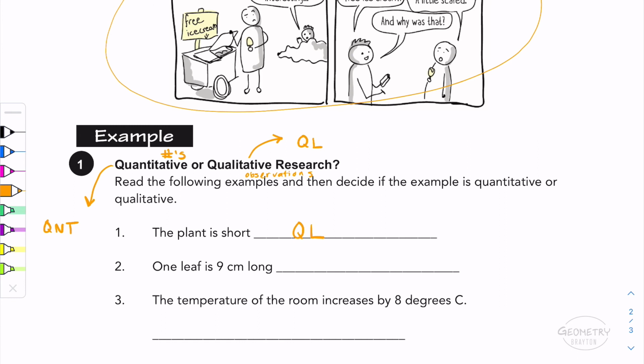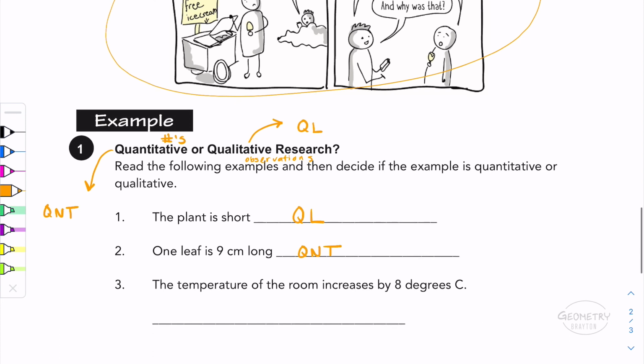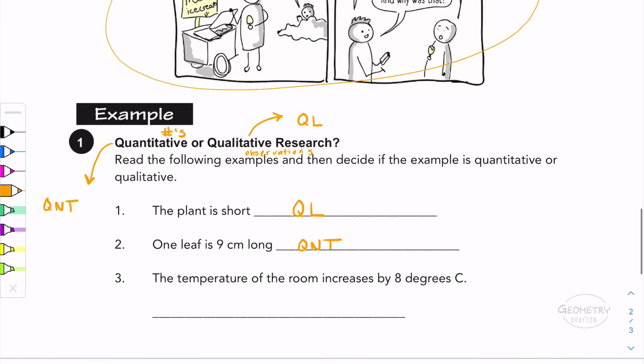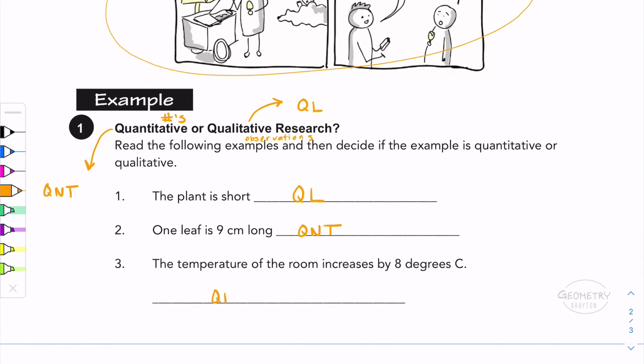Number 2 says one leaf is 9 centimeters long. That's an exact number. That is the actual length. So that is data that is proof of the length of the leaf. This is quantitative. And for the third question, the temperature of the room increases by 8 degrees. This is also quantitative. That's an exact number. We know that the temperature is increasing. It's not an observation, it is a concrete fact. So quantitative.